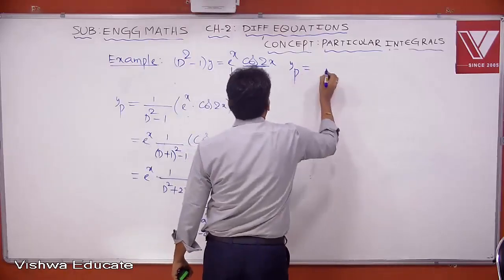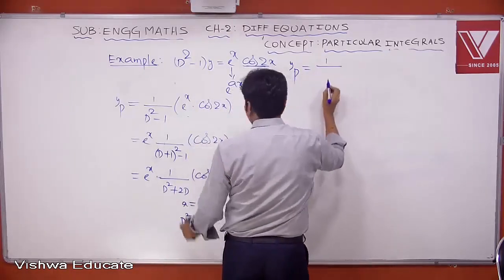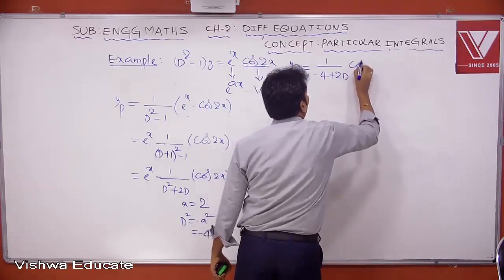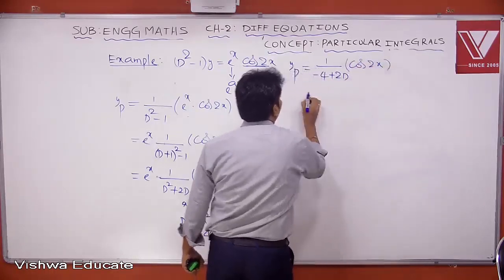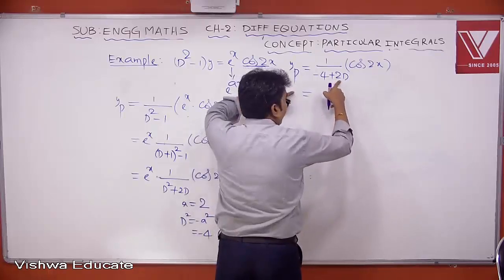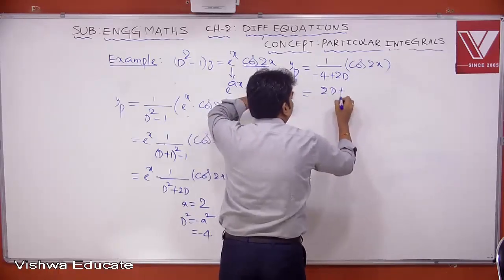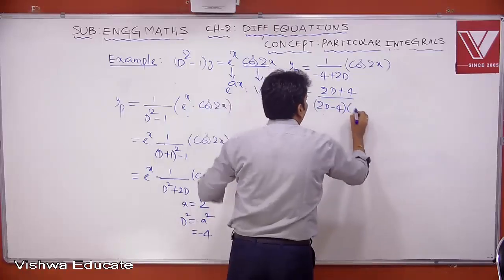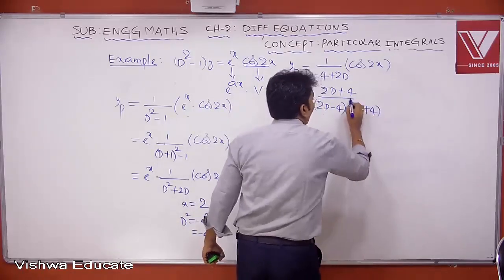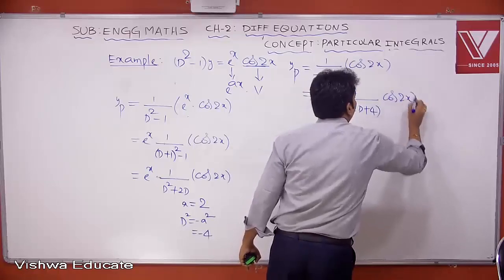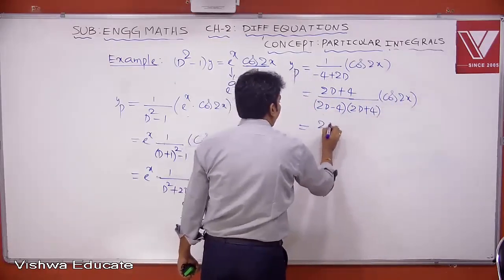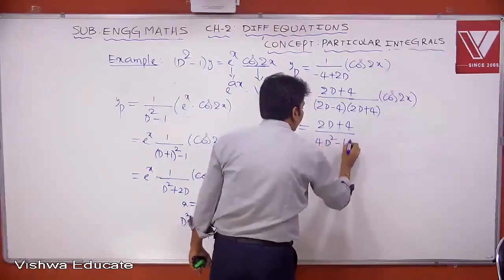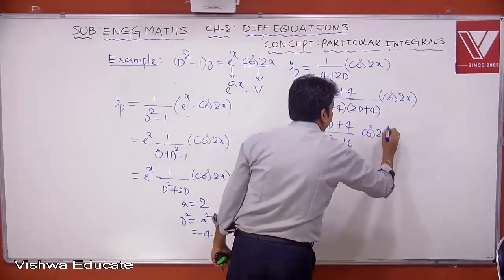Therefore in this case, yp equal to 1 by D square replaced by minus 4, so 1 by minus 4 plus 2D of cos 2x. Its rationalizing factor is 2D plus 4. So rationalize this: 2D plus 4 divided by 2D minus 4 into 2D plus 4 of cos 2x. Therefore this is 2D plus 4 divided by 4D square minus 16 of cos 2x.